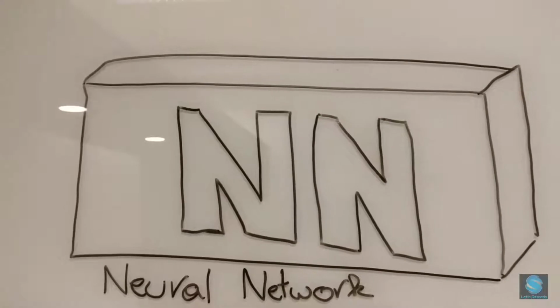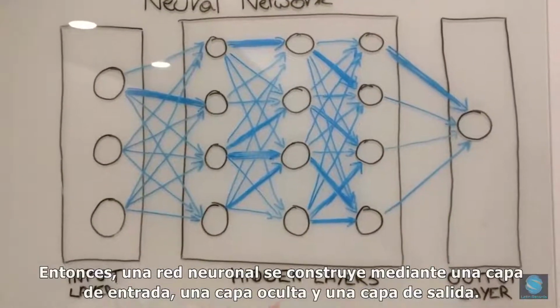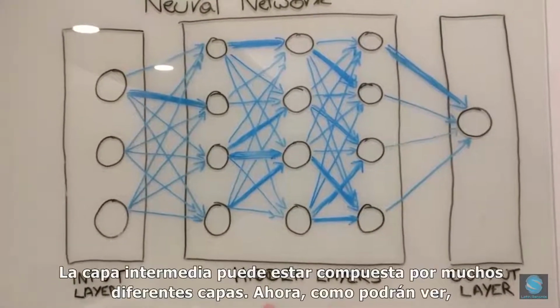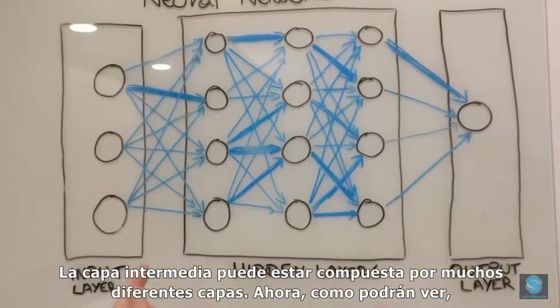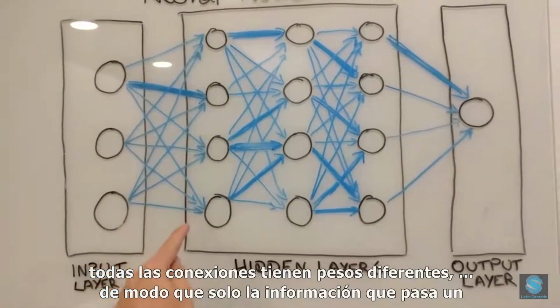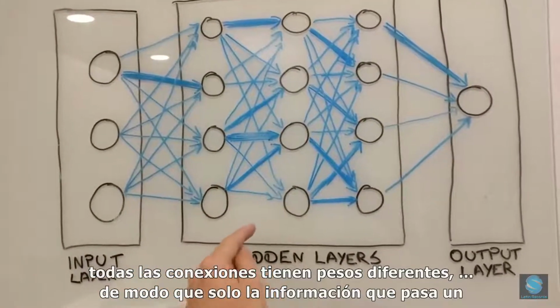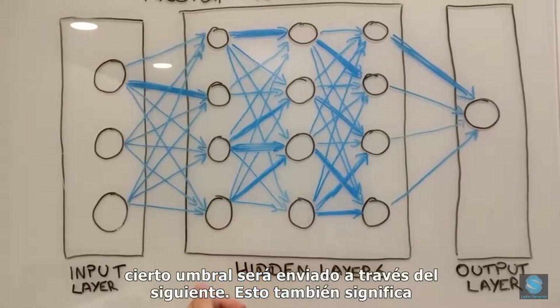Yes. So a neural network is built up by an input layer, a hidden layer, and an output layer. The middle layer can be composed of many different layers. Now, as you can see, the connections all have different weights, so that only the information that passes a certain threshold will be sent through to the next one.